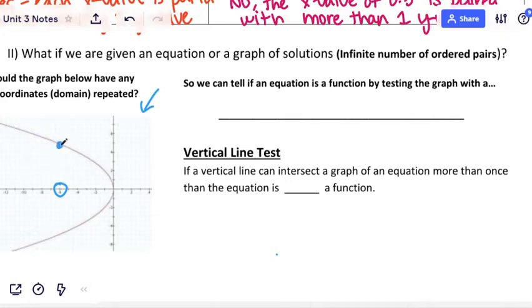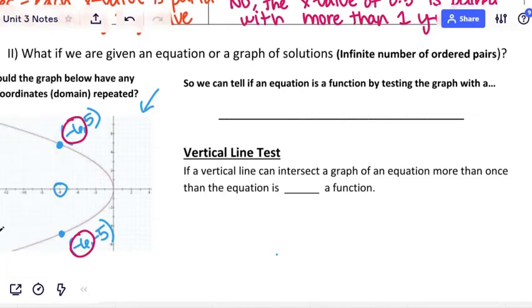Well, I have a point up here. Looks like that point would be -6, +5. At the same domain value of -6, I also have a point down here at -6, -5. So what does this mean in terms of our definition of a function? Well, we know that x values can't be paired with more than one y value, but this x value of -6 is paired with more than one y value. It's paired with the y value of 5 and -5.